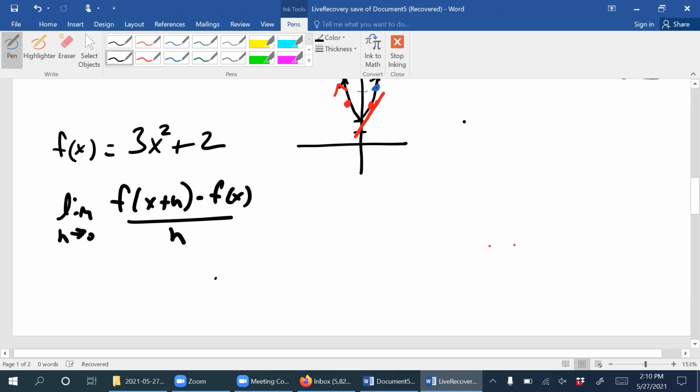Okay, we said we're going to do this at x equals 1. What does the slope look like at x equals 1? So at 1 right here, what does the slope look like? It looks like it's going to be positive on the graph.